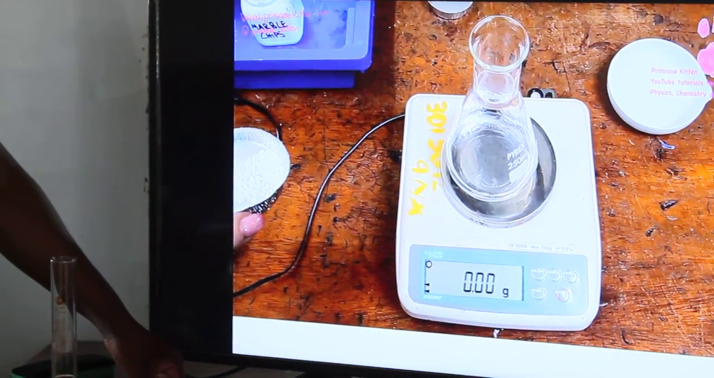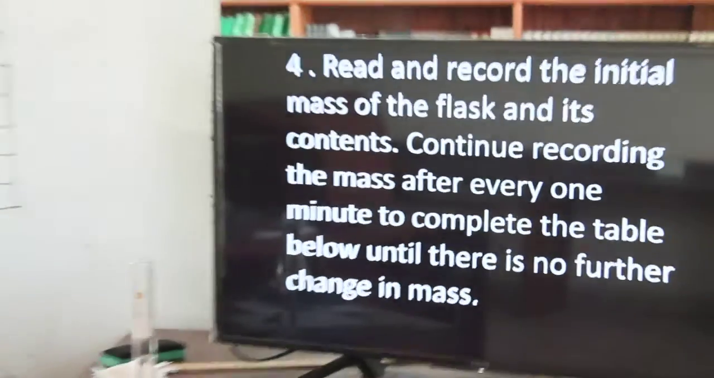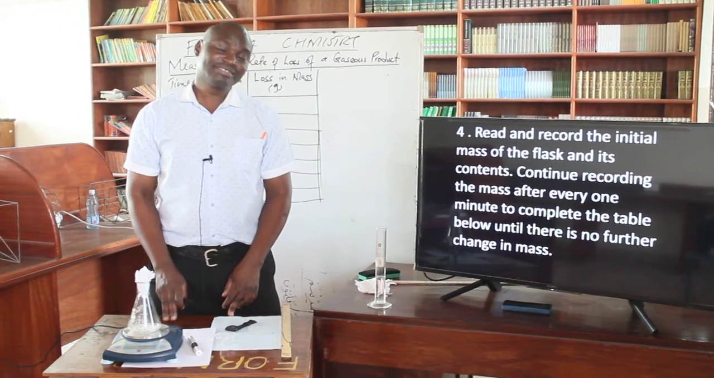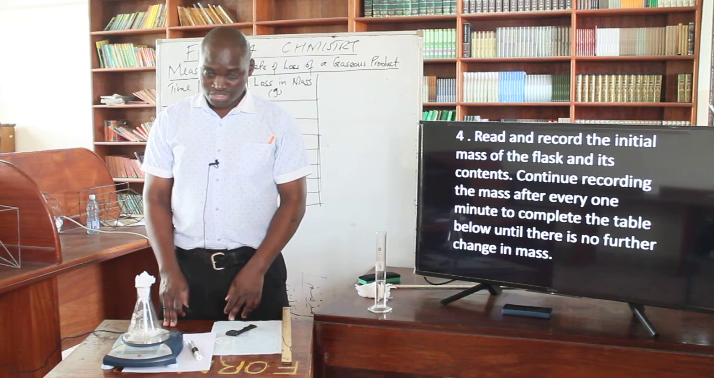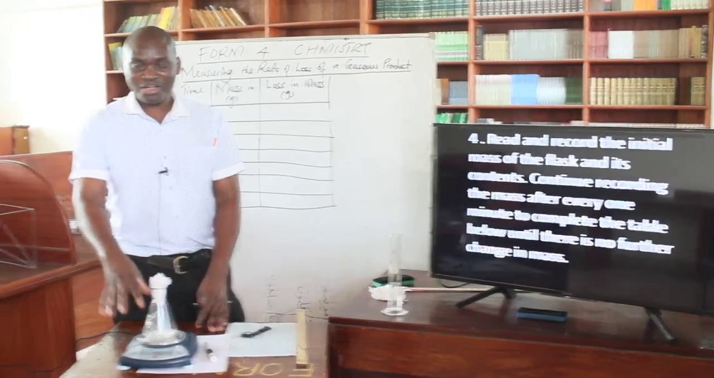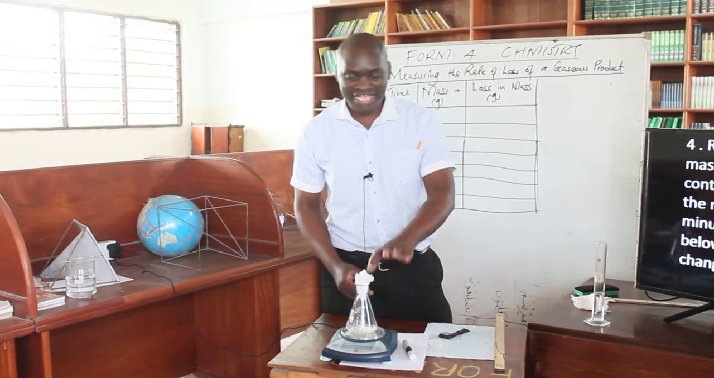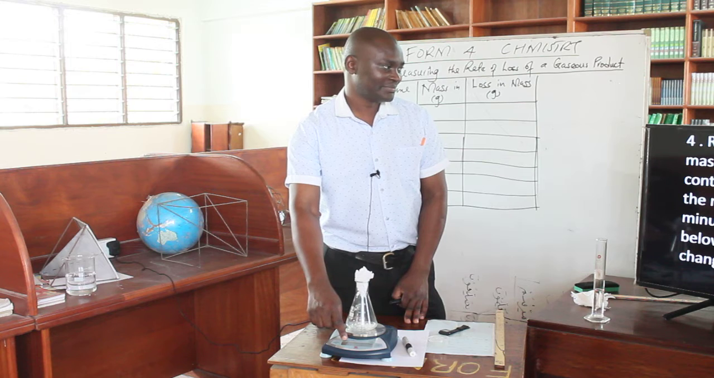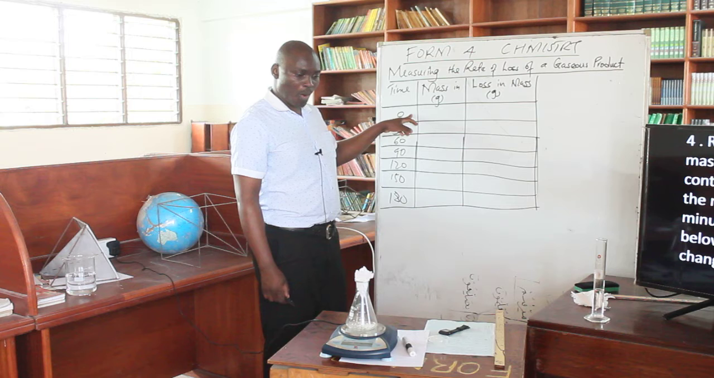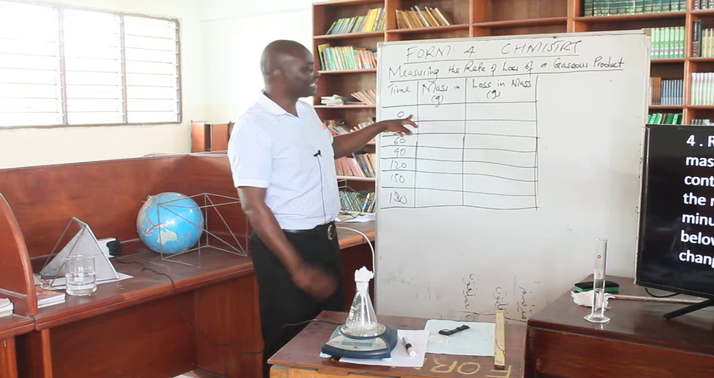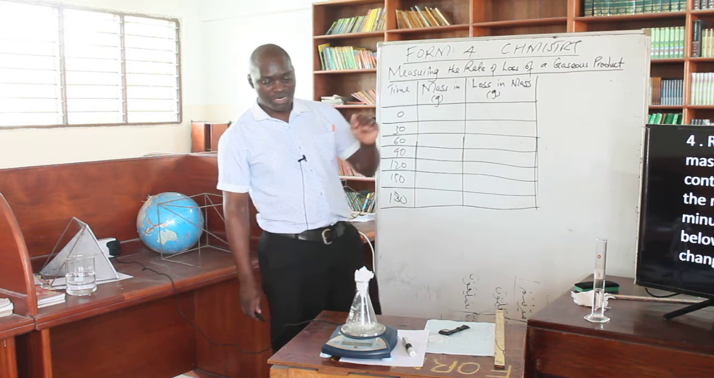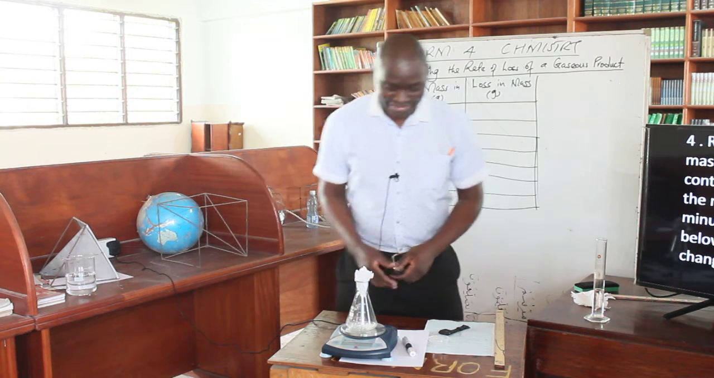Then we are supposed to add the hydrochloric acid. So this is what we are going to use. Let me just explain that we will record the original mass. Immediately we transfer the acid here, we are going to record the original mass at 0 seconds. Once we start the stopwatch and place that there, we record the original mass. Then after every 30 seconds, we'll be recording until the reaction is complete.